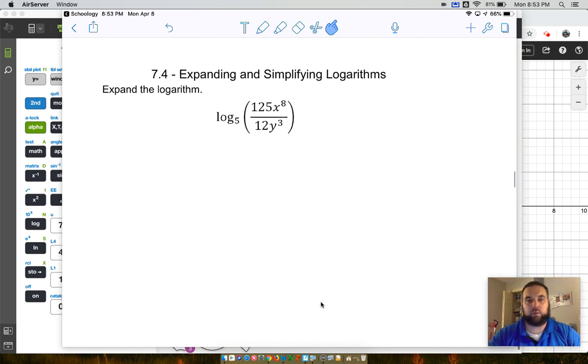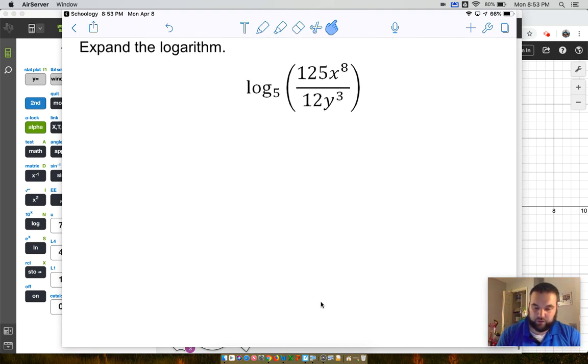In 7.4, we learned about the 3 logarithmic properties, which allow us to split them up or condense them. So one thing we'll be asked to do here is to expand a logarithm.